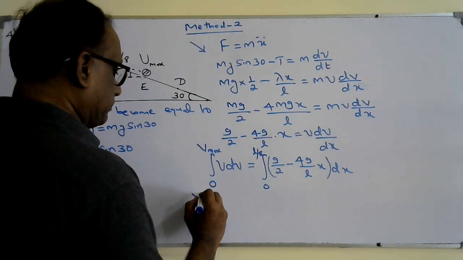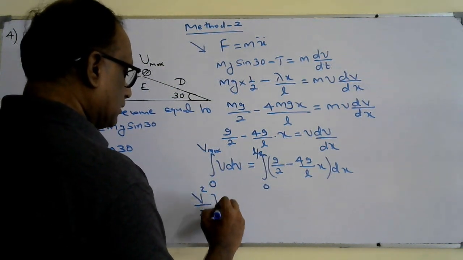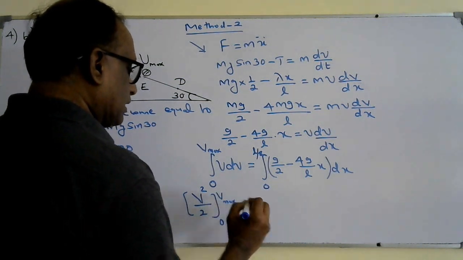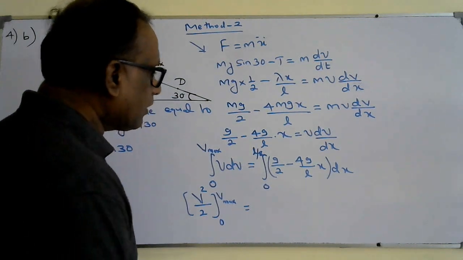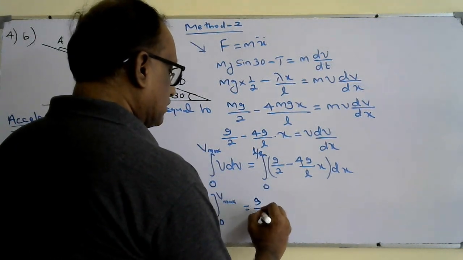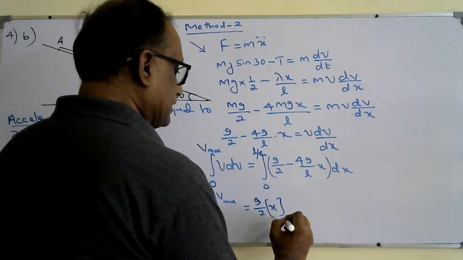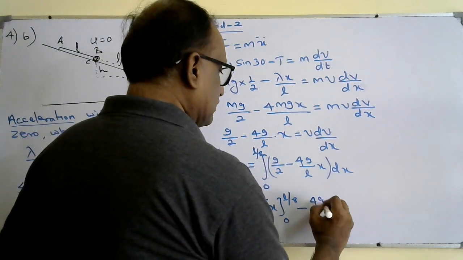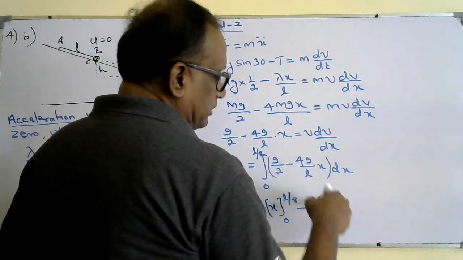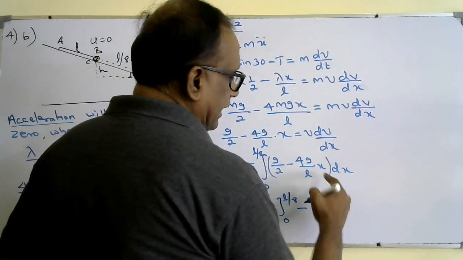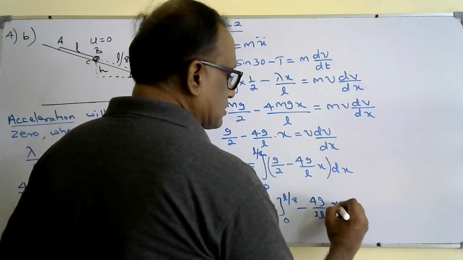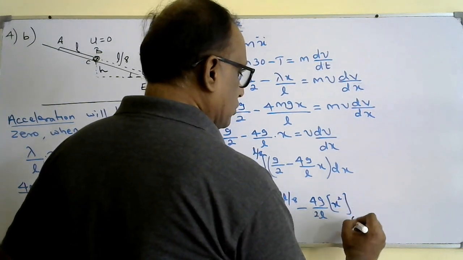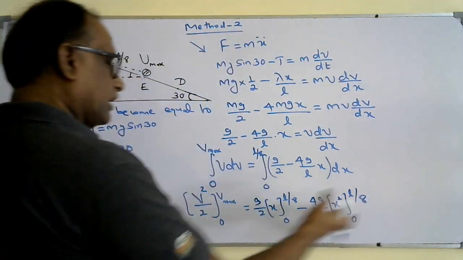So that's going to be v squared by 2, from 0 to V max, equal to g by 2 x, limit 0 to L by 8, minus 4g over L times x squared by 2, where I took the 2 out, with limits 0 to L by 8. Okay, solve it.